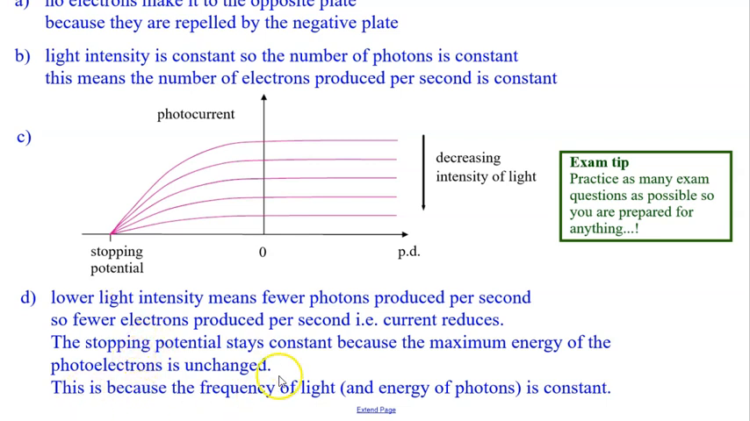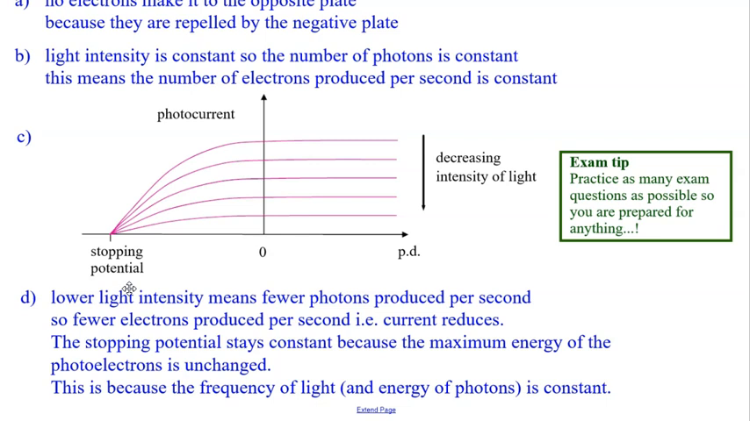So just to summarize that, the frequency of light is staying constant, therefore the energy of the photons emitted from the light stays constant. Therefore the maximum Ke of the photoelectrons stays constant, and the stopping potential is related to the maximum Ke. So that is a measure of the energy required, or the work done, to slow down those fastest electrons.